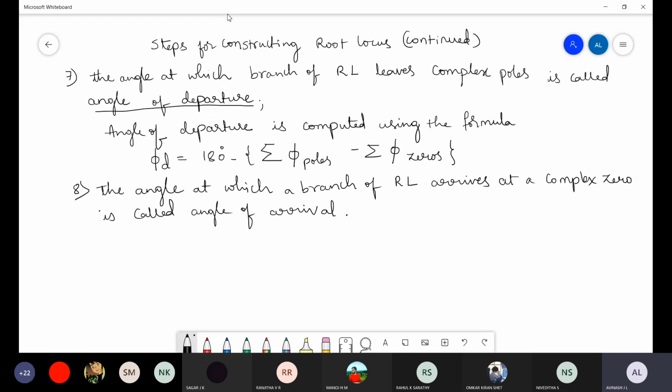You know that a branch of a root locus will leave from the pole and end at the zero. So the starting point will be at the pole and the ending point will be at the zero. That is why when talking about the angle of departure, it leaves from the pole, and when talking about the arrival, it arrives at the zero. The angle of arrival is computed using the formula.